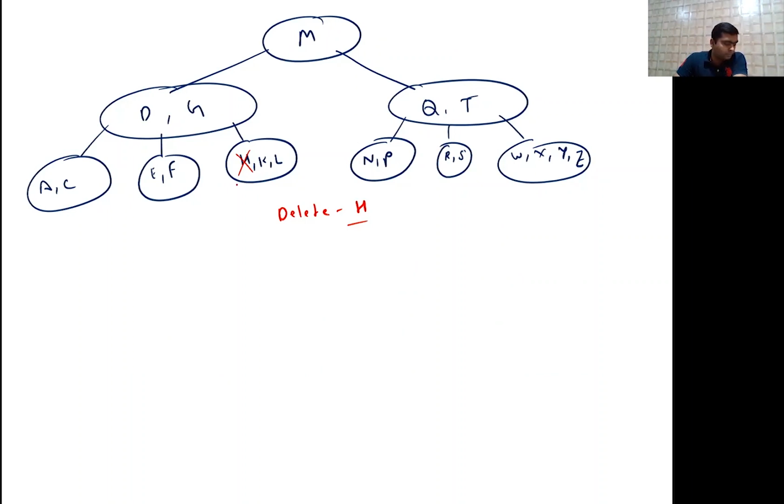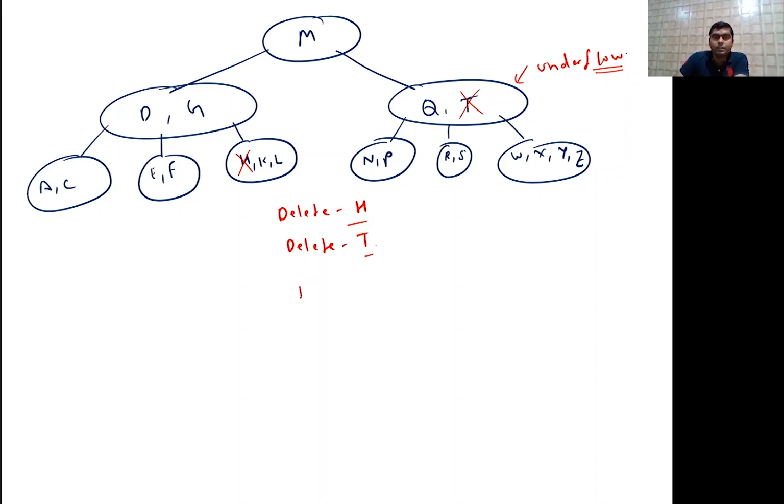Now what if you delete T? Say for example the second deletion is delete T. If you delete T, what will happen? There is an underflow at this node. In case of underflow, W goes up above, and all the remaining things are the same.